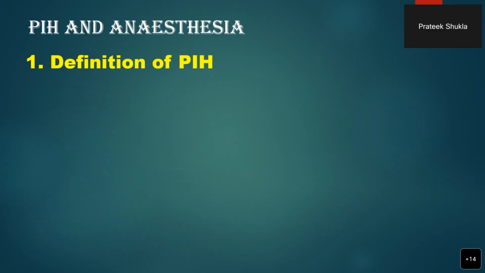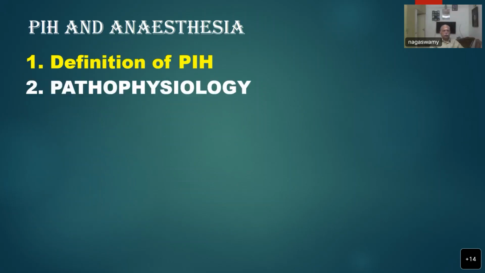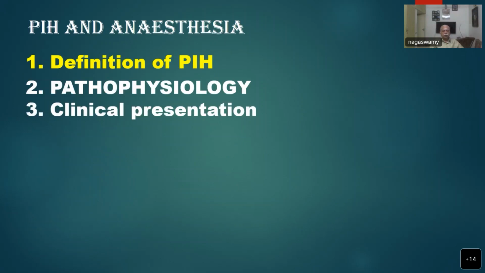So whenever this question is there, pregnancy-induced hypertension and anesthesia, as you started rightly, you must first define what is pregnancy-induced hypertension. What are all the classifications? Of course, you have to include that there. Second thing is what is the pathophysiology. Third is what are the clinical presentations. Shukla beautifully described the various systems that are involved and the symptoms the patients will have.